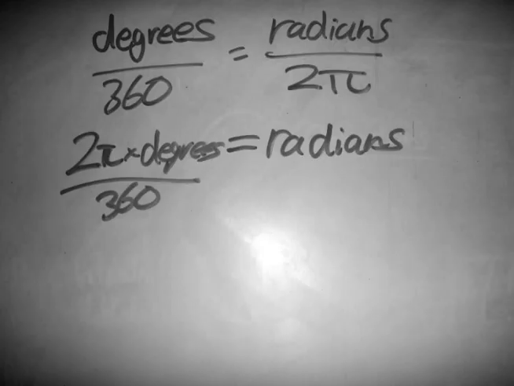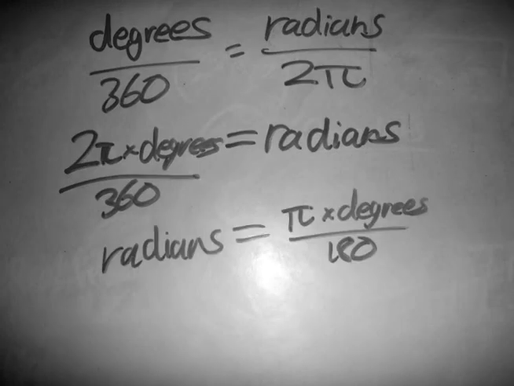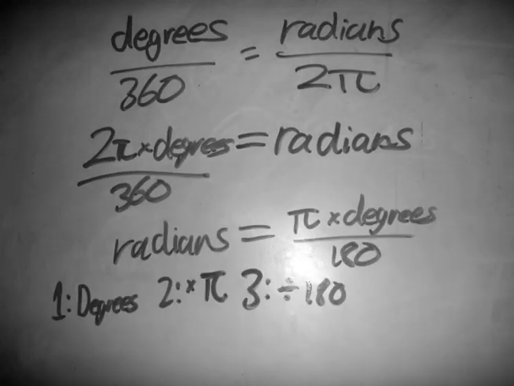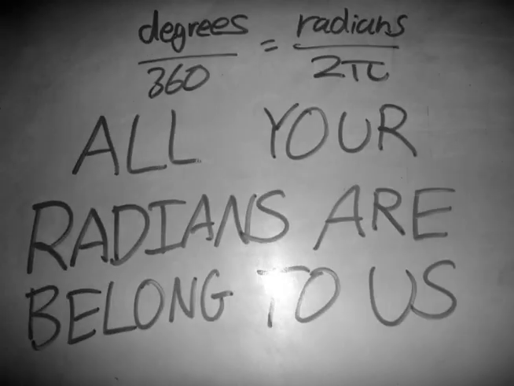Now, if you have degrees and you want radians, you times both sides by 2 pi, getting 2 pi times degrees over 360 equals radians, which can be simplified to radians equals pi times degrees over 180. So step 1, get degrees. Step 2, times pi. Step 3, divide by 180. All your radians are belong to us.